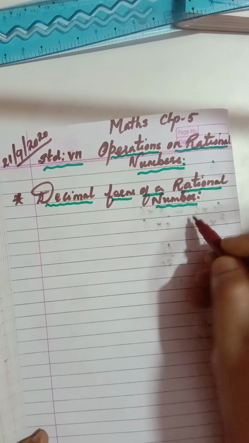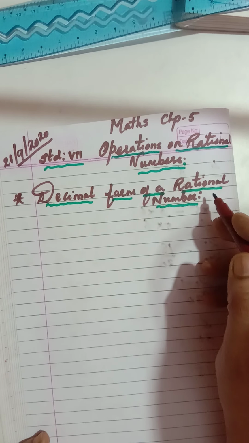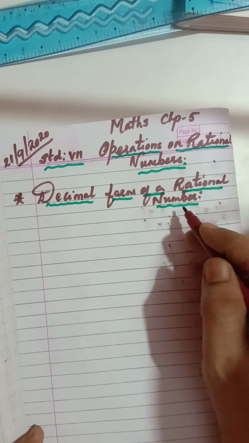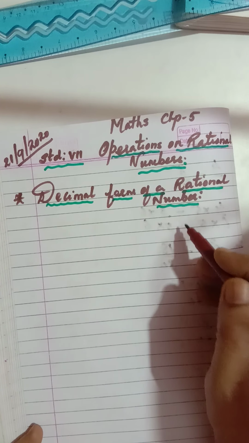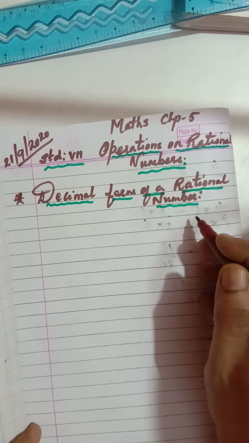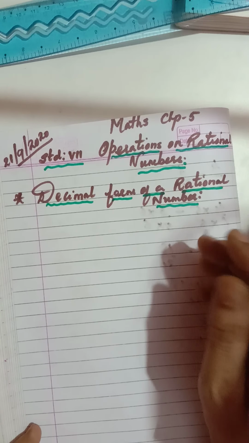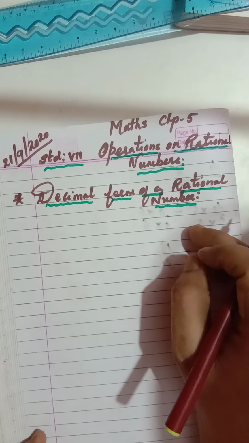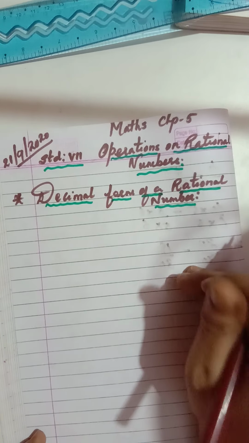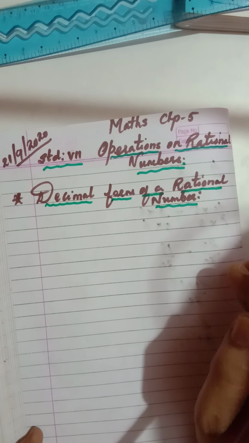Now as we know, children, a rational number is a number in the form of a fraction, that is in the form of numerator and denominator, right? So we will get the decimal form of a rational number when we divide the numerator by its denominator. Clear, children? Whenever any fraction is given, you will divide the numerator by its denominator. When you do that, you will get the decimal form of a rational number.